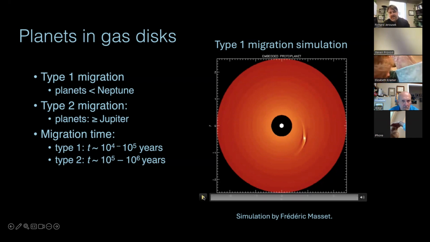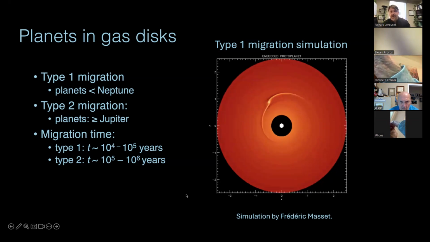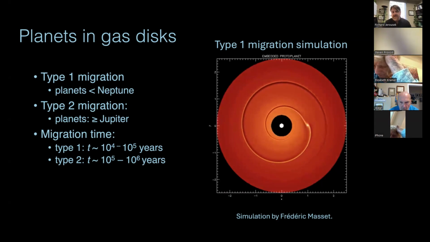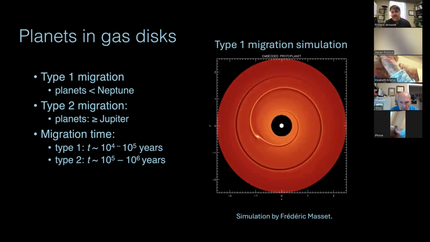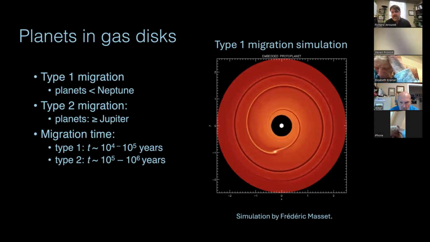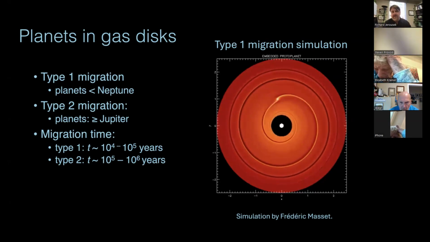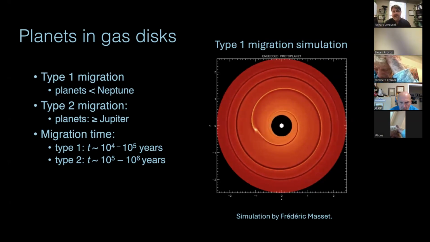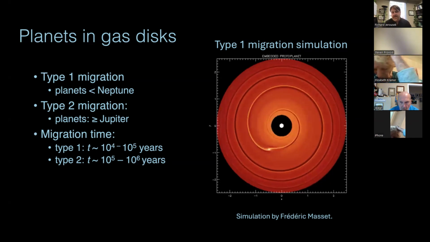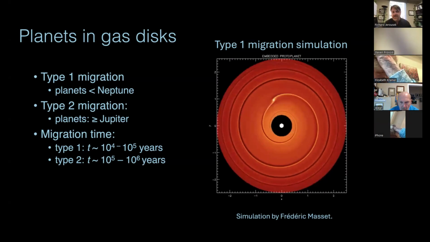Here's a simulation, and I'll show you what happens. So this is happening relatively quickly, and the difference in forces from the inside of the disk to the outside of the disk pulls on the planet, causes it to lose angular momentum. It transfers that spinning. Notice that there's no gap opened up around the planet. It's just interacting directly with the disk.